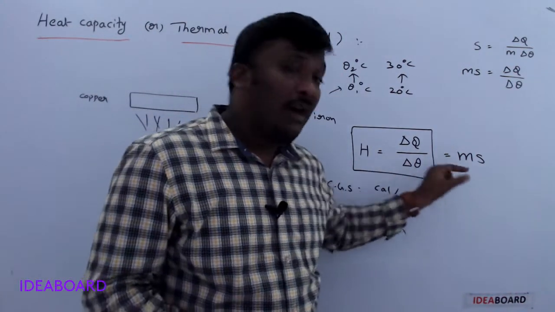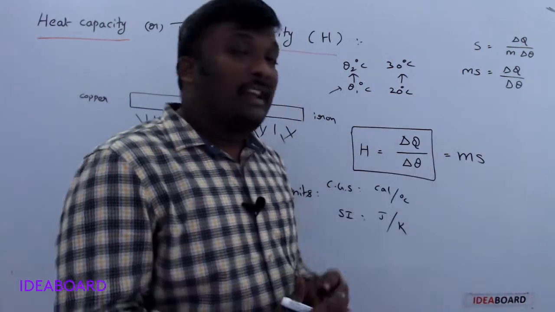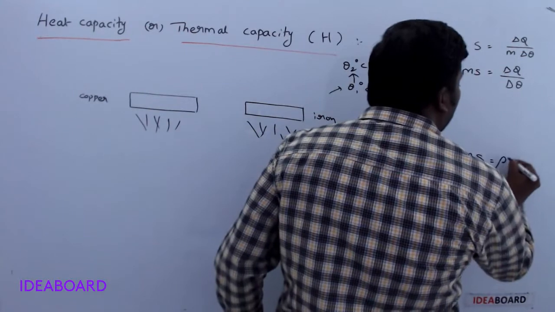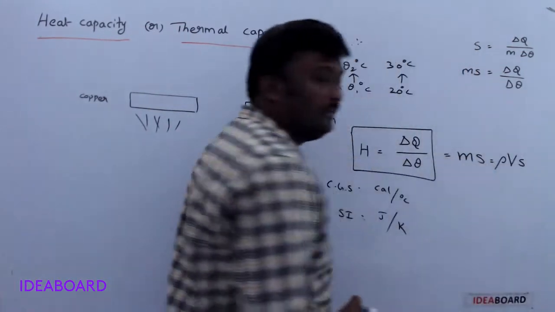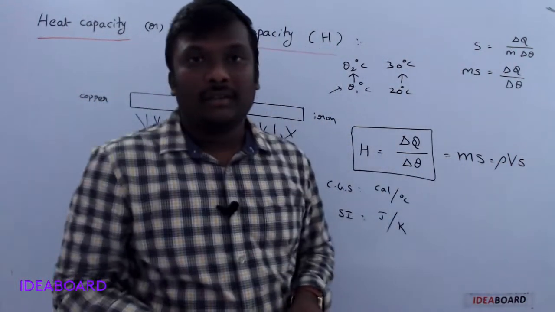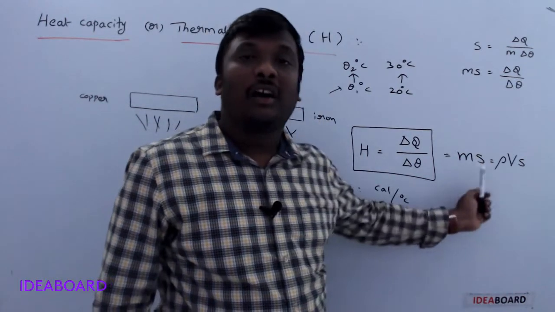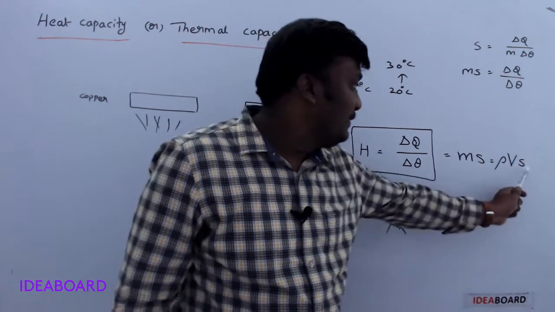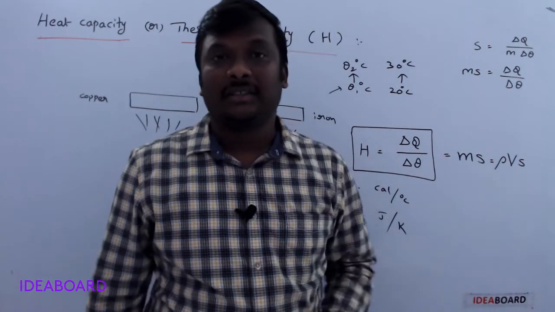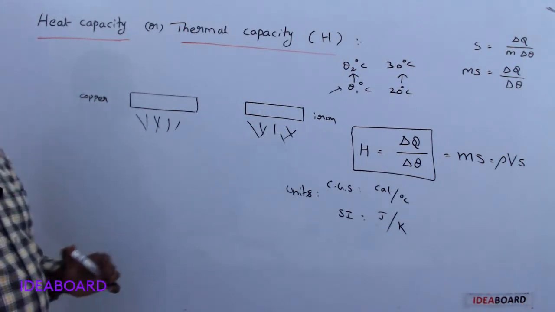Okay. H depends on mass, specific heat is independent of mass. Understand? So in the given question, if they said in terms of density, then mass can be written as density into volume into S. Okay. So H has three formulas. One is delta Q by delta theta. Another one is Ms or rho Vs. Here S is specific heat, V is the volume of the substance, rho is the density of the substance. Understand? So this is about the heat capacity or thermal capacity.